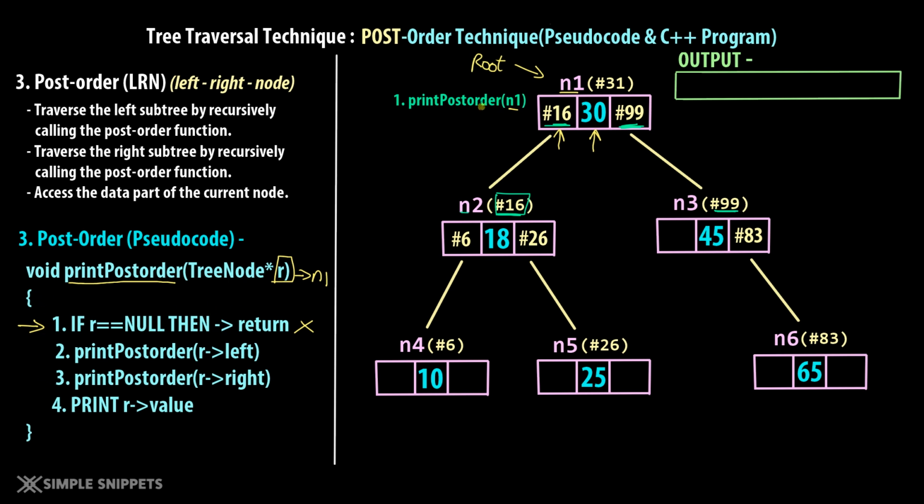But in this first print postorder call, this first statement is false. So we will not execute step 1. That's how if else works. We will proceed to step 2.